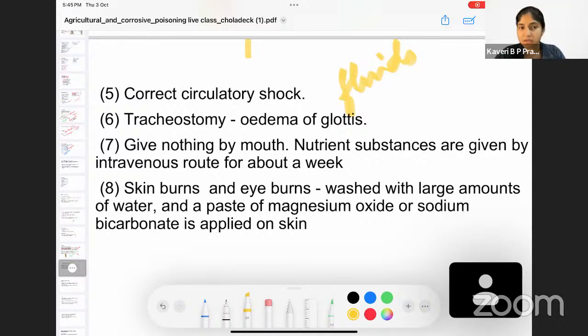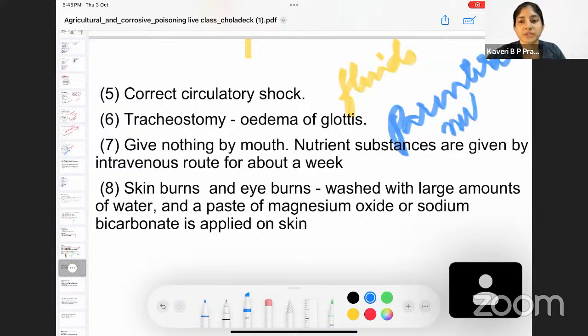You have to not give anything by mouth, because his entire GIT is going to be corroded and damaged. If you give by mouth, in case he has something left, it is going to tear that apart too. So all the nutrients are given by the intravenous route. Parenteral nutrition should be given so that the person can feel better. You'll study more about parenteral nutrition in your surgery in your final year.